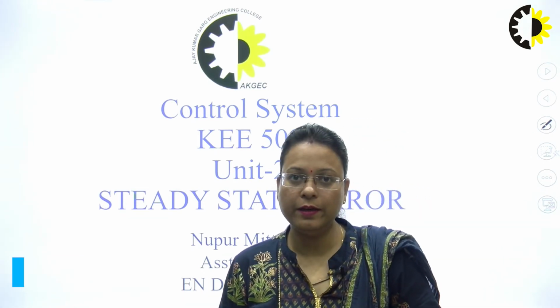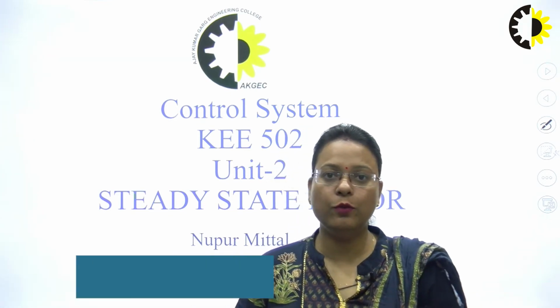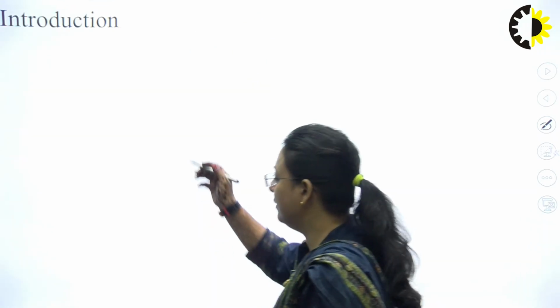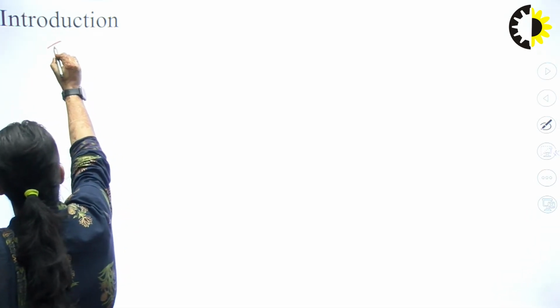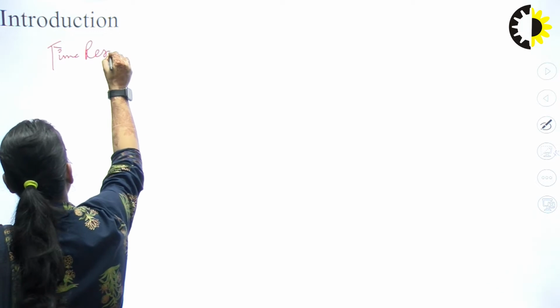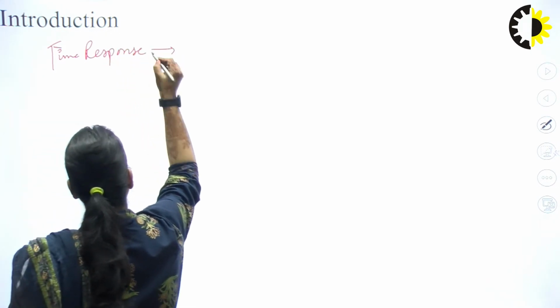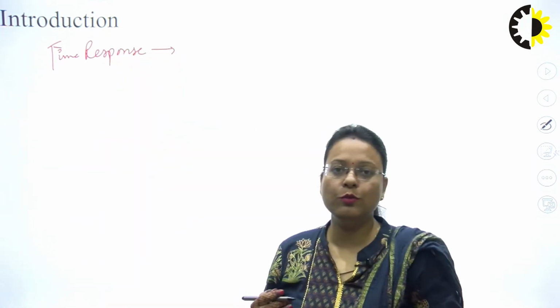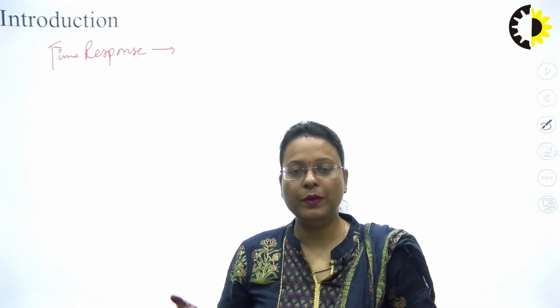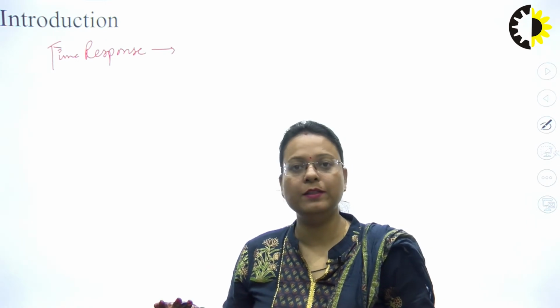What is steady state error, how it occurs, where it occurs, why it occurs, and how we can calculate the steady state error for any given system. So basically this steady state error is related with the time response of any system. What is time response? Time response is the response of the system with respect to time, meaning how a system behaves when a standard test input signal is applied to it with respect to time.